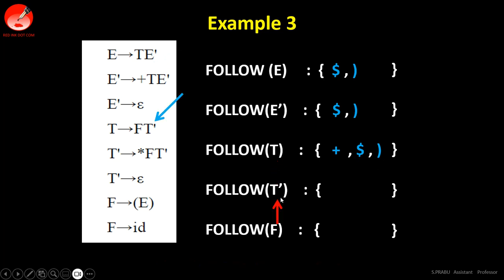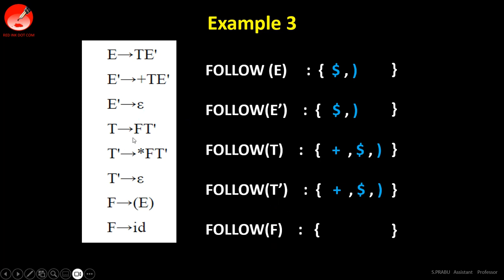Then move to the T dash. T dash is present here. There is no next element, so follow of T can be copied into follow of T dash. So plus, dollar symbol and closed bracket are copied here. And one more T dash is there. There is no next element, so follow of T dash can be copied into follow of T dash. So you just ignore it.